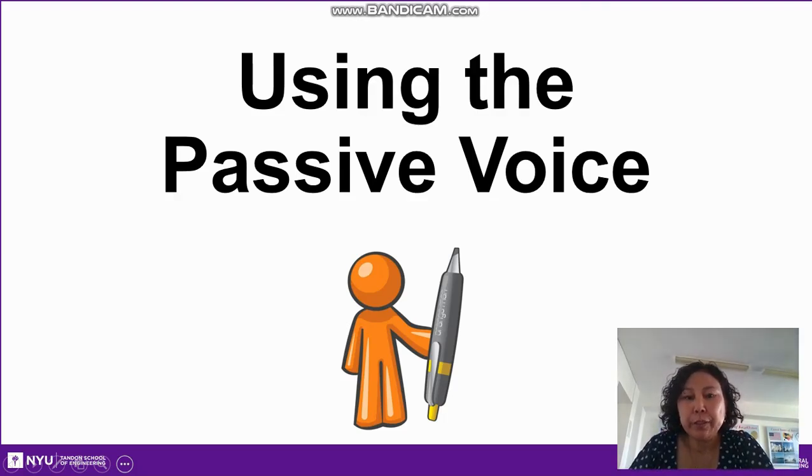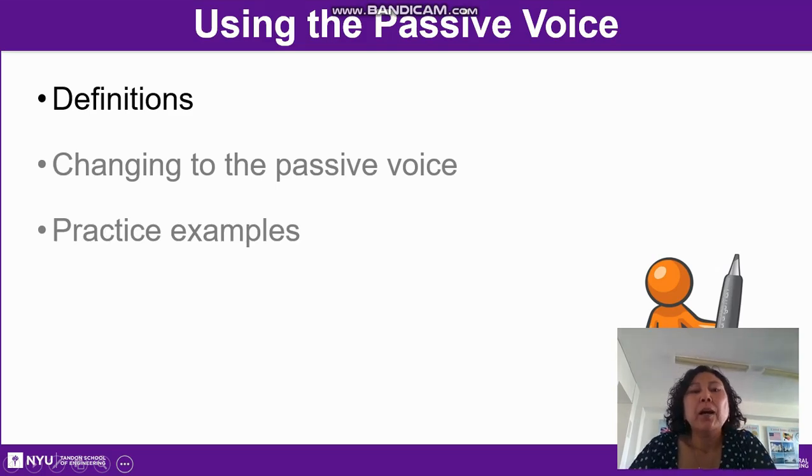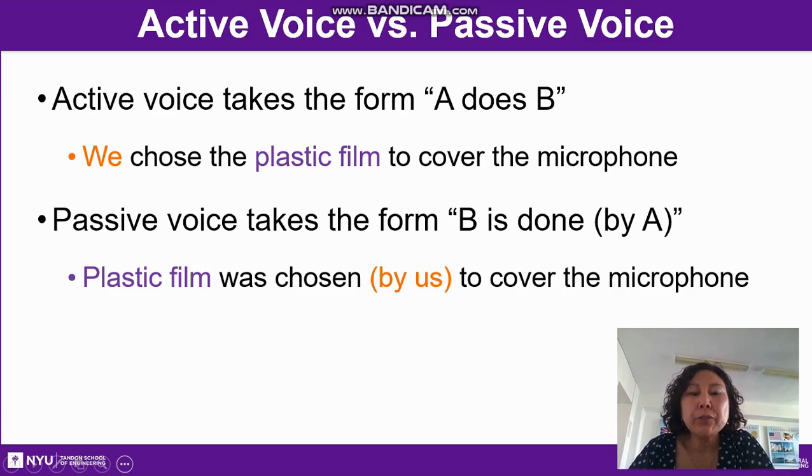Using the passive voice. Definitions: active voice and the passive voice. Active voice takes the form A does B. We chose the plastic film to cover the microphone. Passive voice takes the form B is done by A.